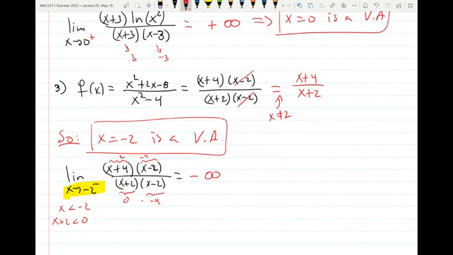Did you understand this? Yes? If it would have been from the right, what would have been the answer? Positive infinity. Because it would then be positive, the x plus 2 will be positive, so the bottom will remain negative, and then negative divided by negative will give you a positive. Okay? Alright. So we have computed a lot of infinite limits.